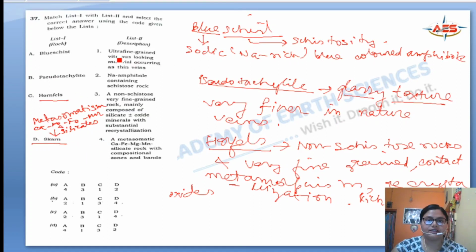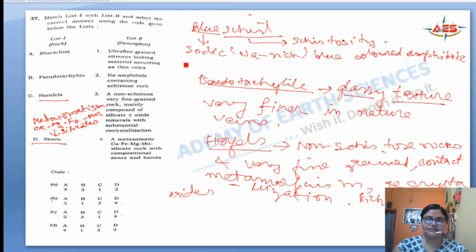Let us see what the options are. In the description we have: ultrafine grained vitreous looking material occurring as thin veins; sodium rich amphibole containing schistose rock; a non-schistose very fine grained rock mainly composed of silicates plus minus oxide minerals with substantial recrystallization; a metasomatic Ca, Fe, Mg, Mn silicate rock with compositional zones and bands.